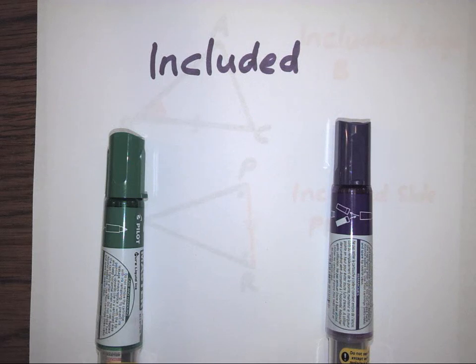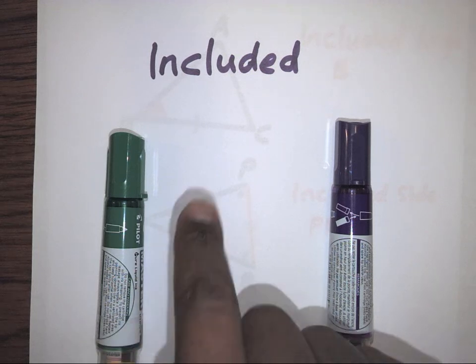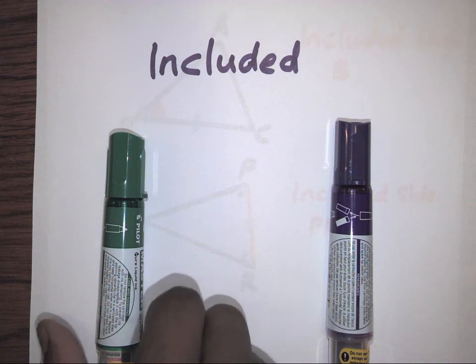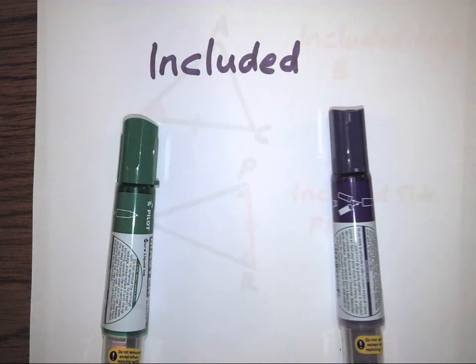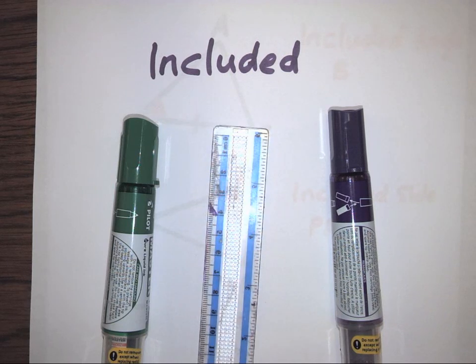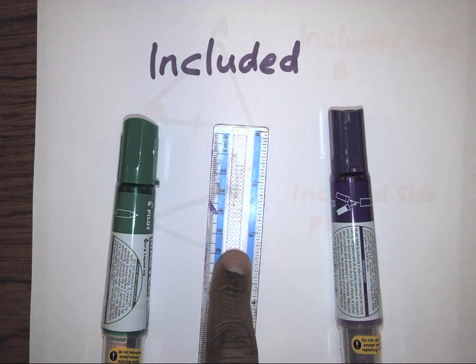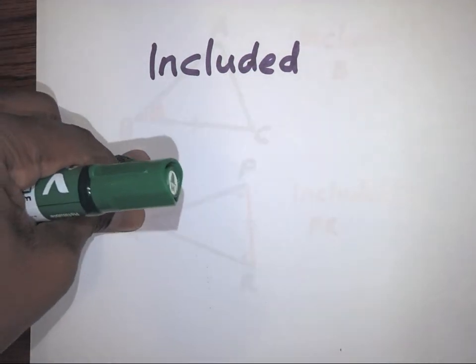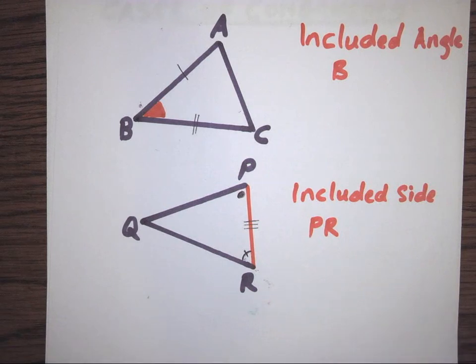If we can move on with yesterday's lesson or the work that you have done, you might have come across the term included. To explain this, I've put these two pens. If I were to place the ruler in between the two pens, then the ruler is included. Now this is how you might have come across this term.